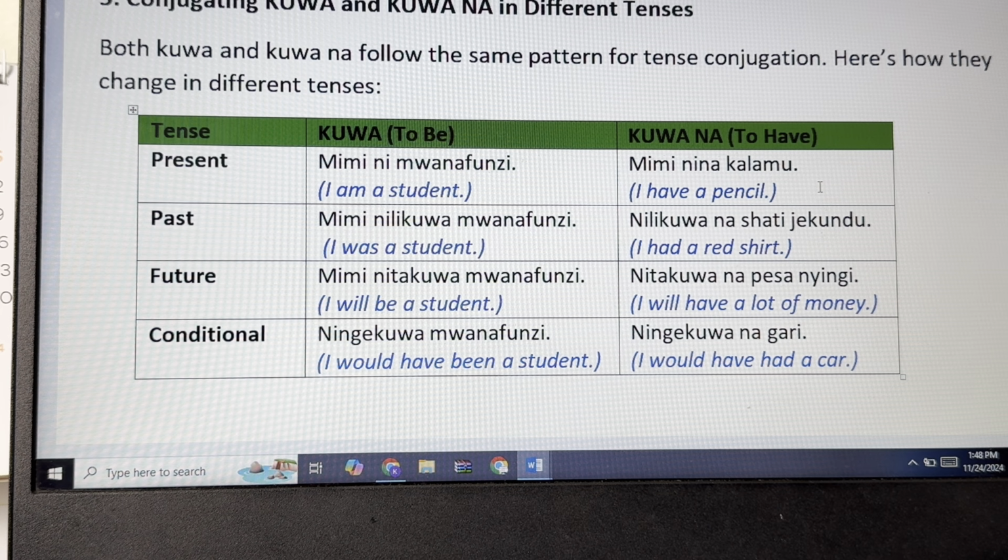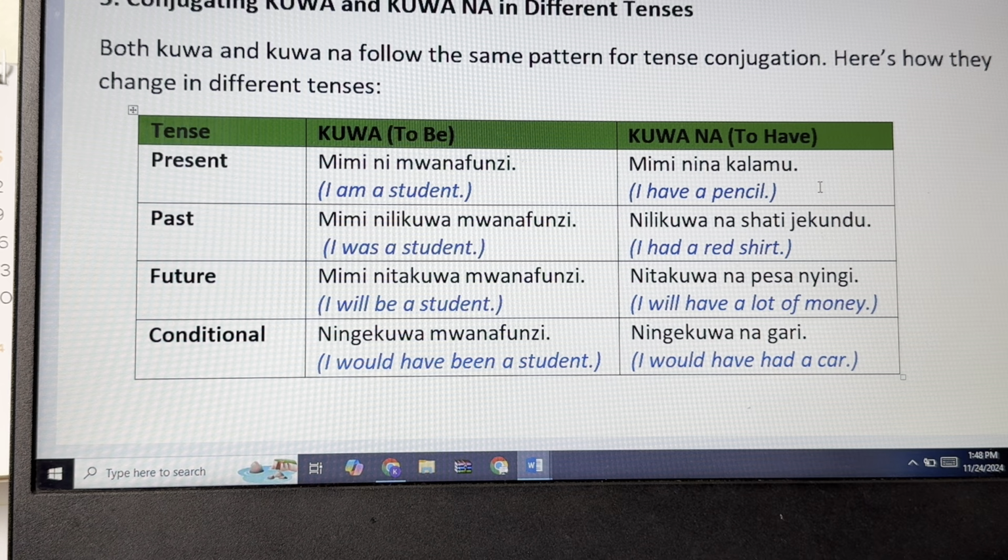Nilikuwa na shati jekundu. I had a red shirt. Nitakuwa na pesa nyingi. I will have a lot of money. Ningekuwa na gari. I would have had a car, or if I would have had a car. For this conditional, I just put it there briefly.